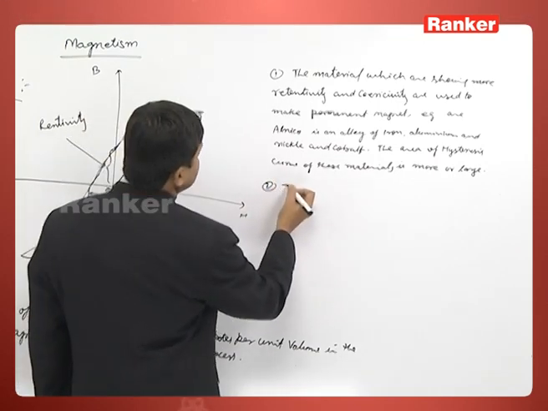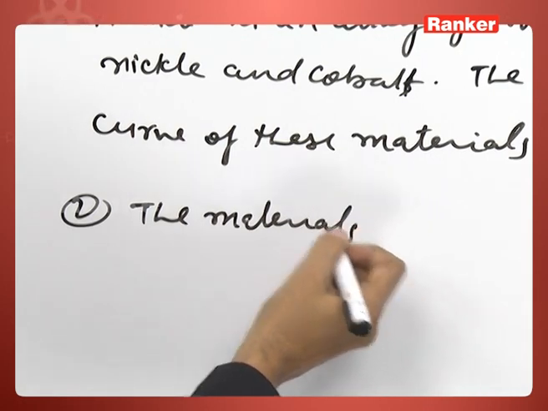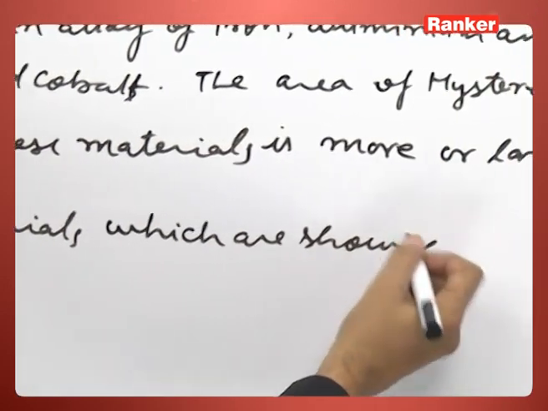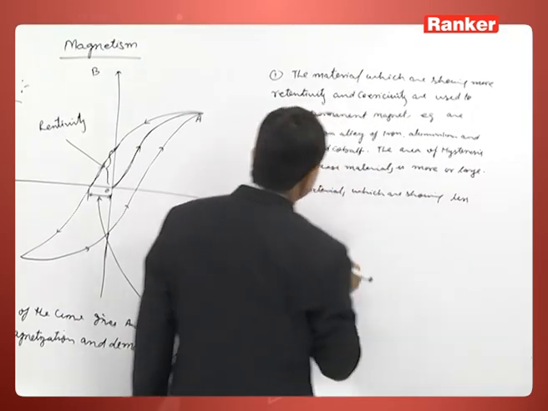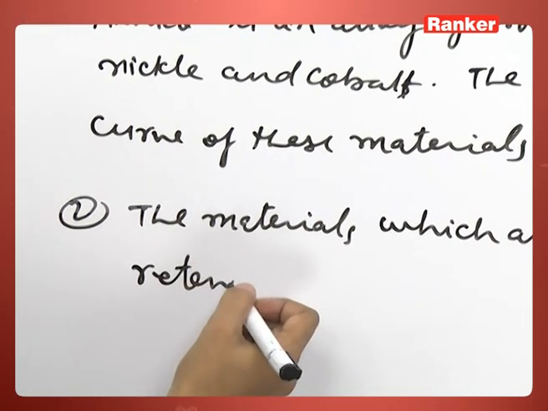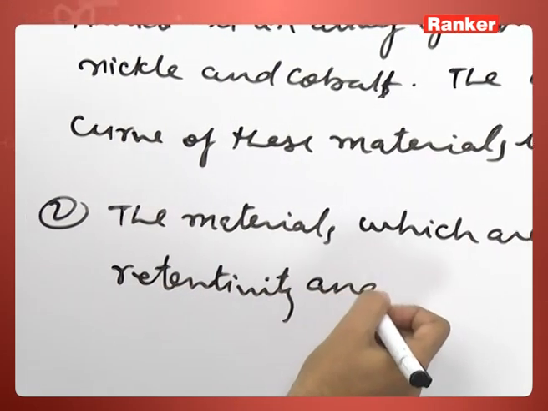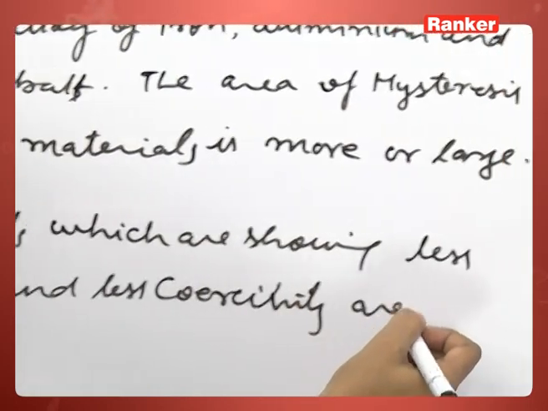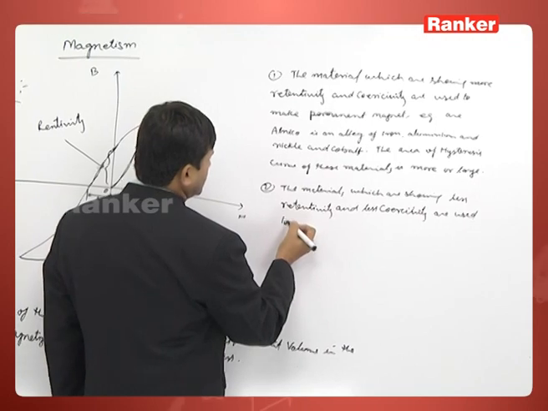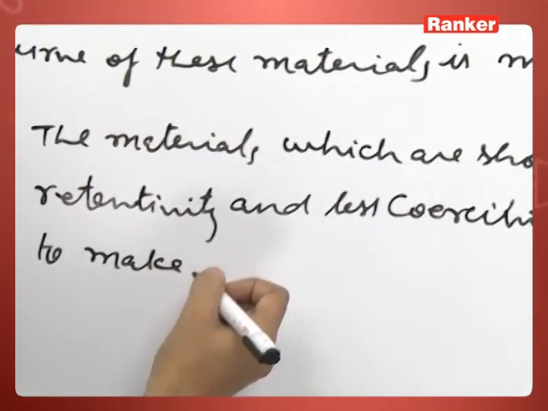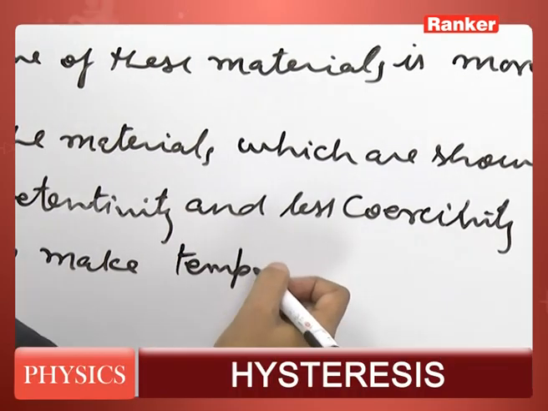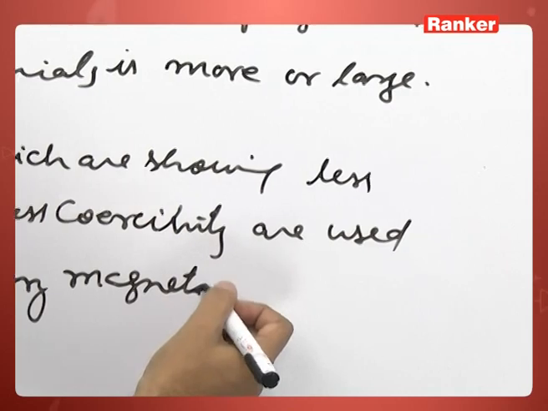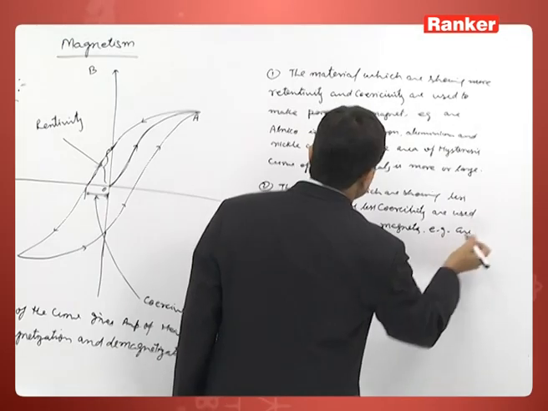Similarly, second point, we can say the materials which show less retentivity and less coercivity are used to make temporary magnets. An example of those is soft iron.